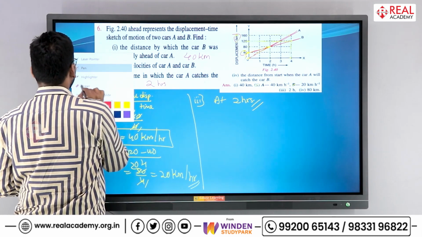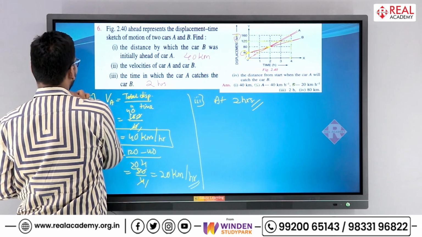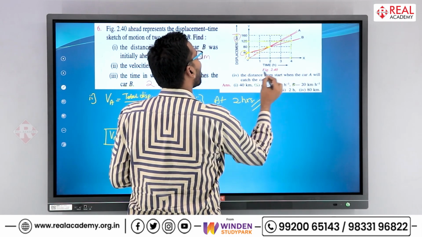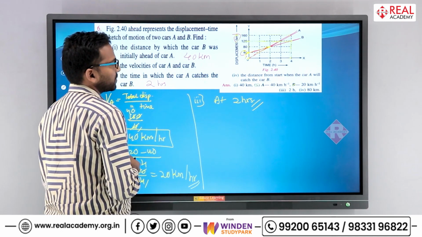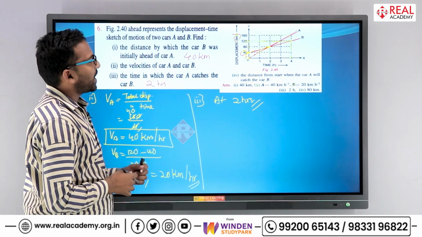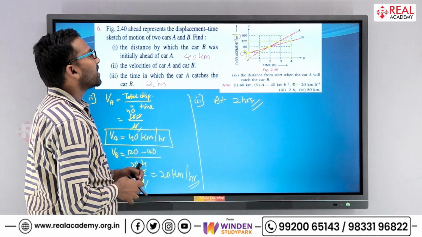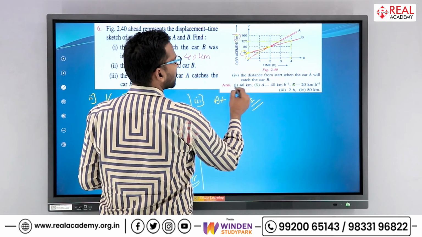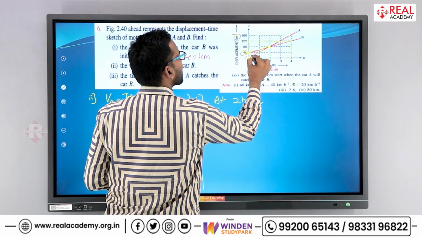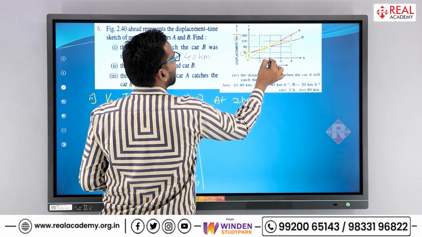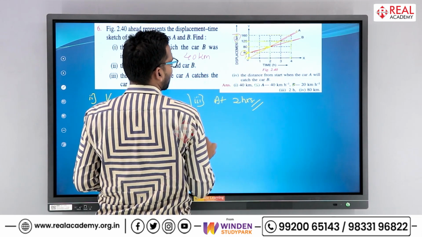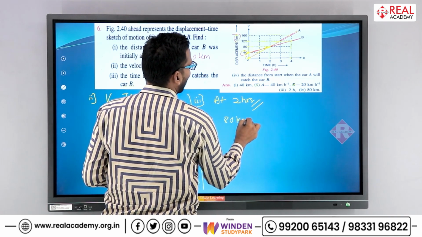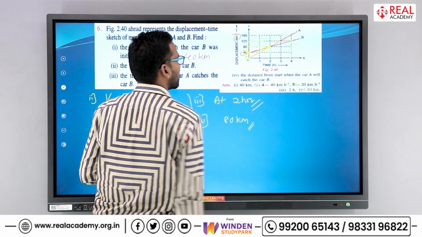Okay. Next question. Last question. Fourth, the distance from start when car A will catch car B. This is car A's graph. As the graph clearly shows, that is 80 kilometers. The required answer is 80 kilometers.